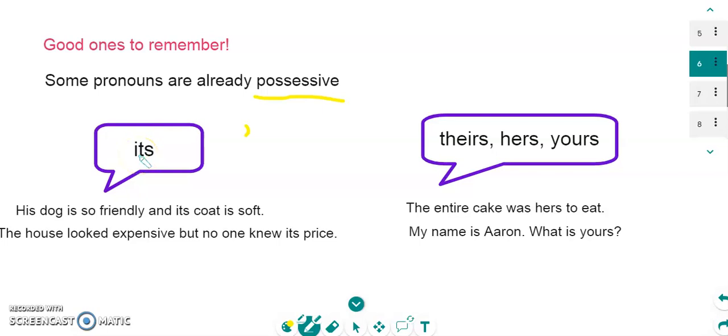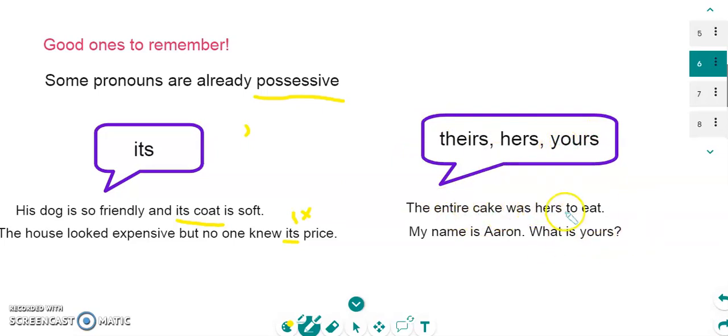So its, here we go. A lot of people put an apostrophe here. That would be wrong. Here, for example, this sentence: His dog is so friendly and its coat is soft. We don't need an apostrophe here, even though the coat does belong to the dog. We don't need an apostrophe because it is perfectly possessive as it is. It's a possessive pronoun. The house looked expensive, but no one knew its price. Yes, it is referring to the house, but it's perfect as it is. We don't need an apostrophe. That would be wrong.